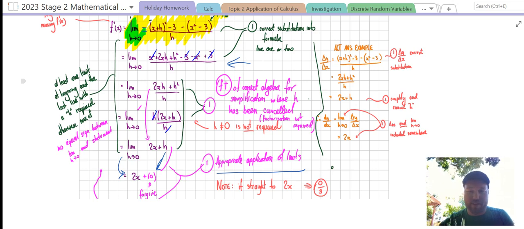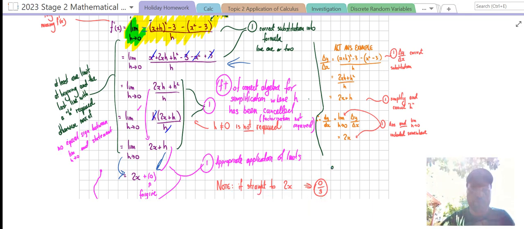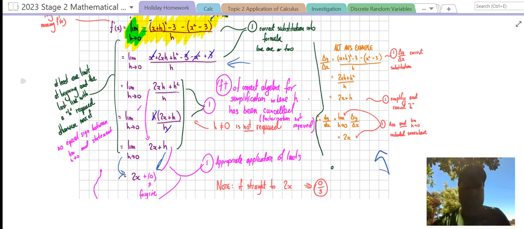They've even written in the examiner statement, because so many people do this, that note, if you go straight to 2x, 0 out of 3 marks. So don't do that. Don't worry about the alternate answer using alternate notation. No worries. We'll just go with the main type of answer here.